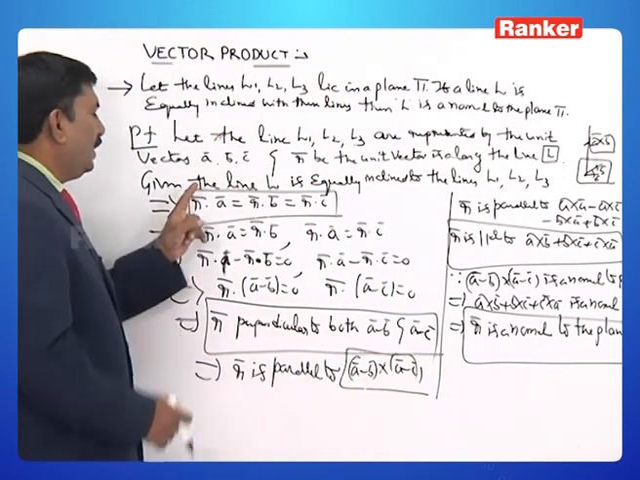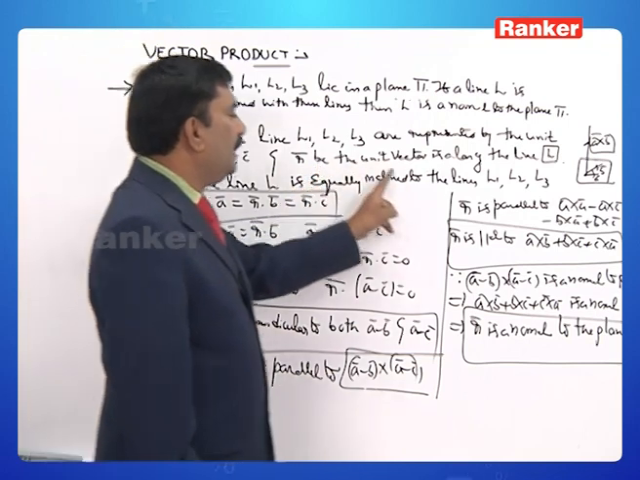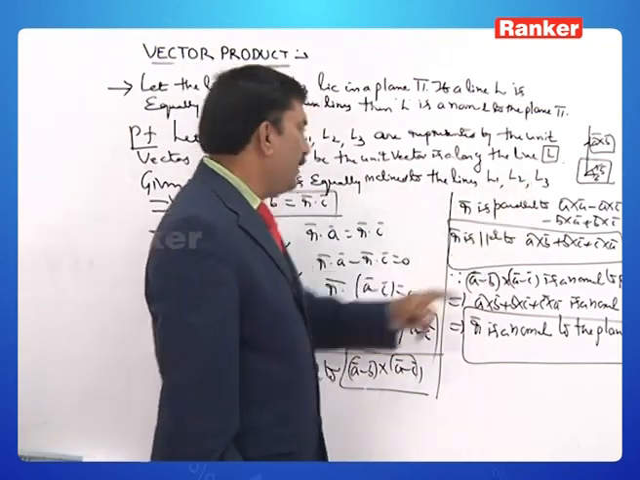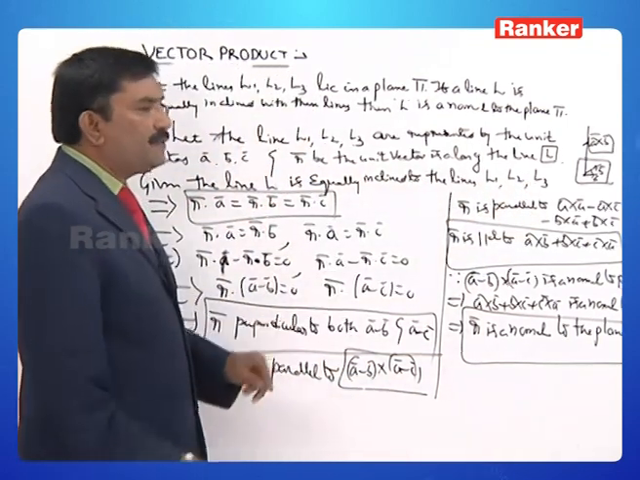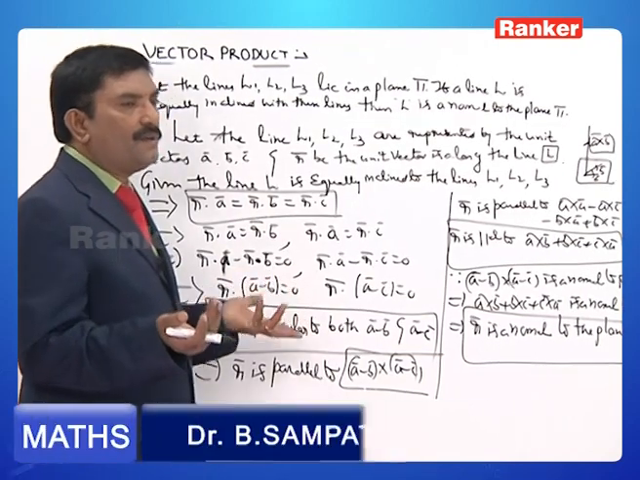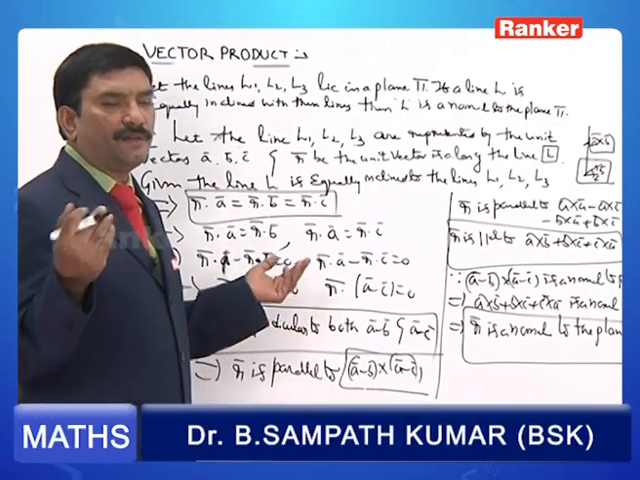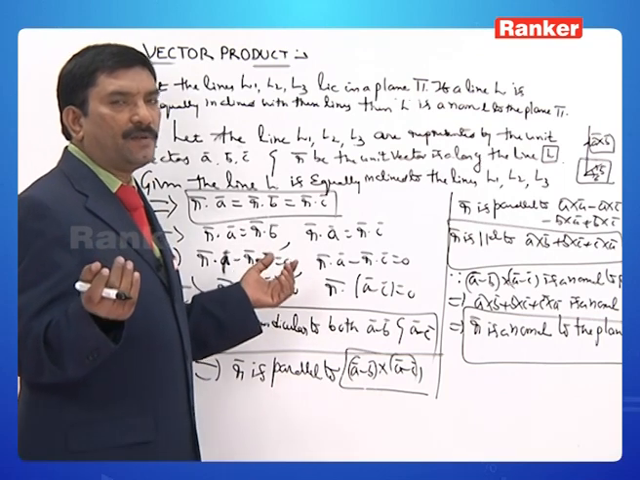So therefore, given the line L is equally inclined to the lines L1, L2, L3. Equally inclined means what? Cos theta is equal to R bar dot A bar. Cos theta is equal to R bar dot B bar. Cos theta is equal to R bar dot C bar.